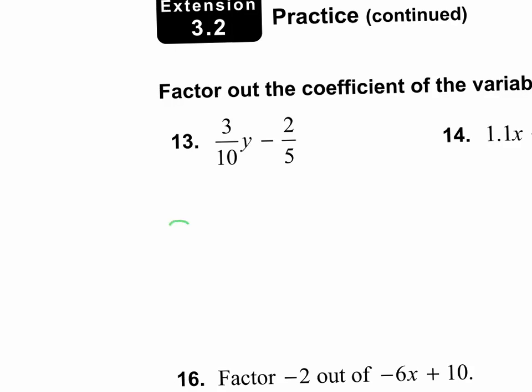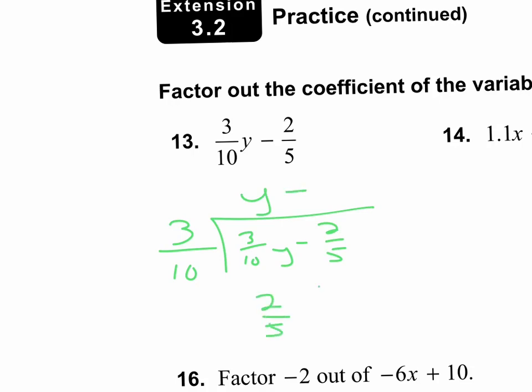Alright, so now we're ready. So 3/10 is my coefficient, right? That's the thing that's in front. Okay, I'm going to go ahead and divide it. 3/10, so this becomes y. Bring up the sign. 2/5 divided by 3/10, which is skip, flip, multiply. So this becomes 1, this becomes 2, and we have 4/3.